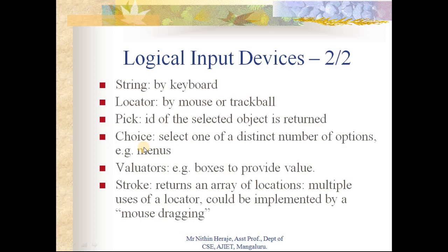Then there are valuators. For valuators, I can give the example of boxes, which provide a value. Then there is the stroke, which returns an array of locations. It could be implemented by mouse dragging. Whatever locations it selects, it gives you those locations, which is called a stroke.